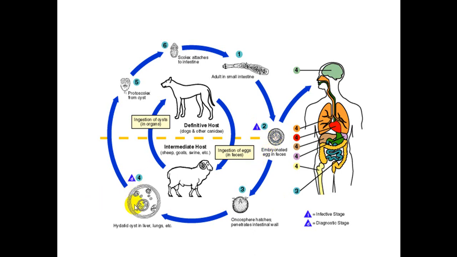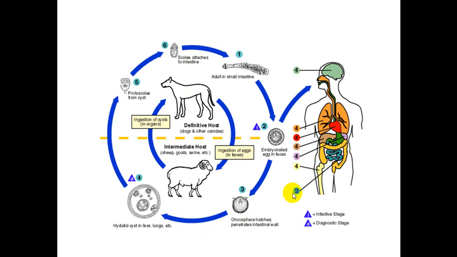This is hydatid cyst in the liver and lung. And then from this side, protoscolices from the cyst, and then scolices attach to the intestine. This is the intermediate host, the sheep, and this is the definitive host, dogs and other canids.